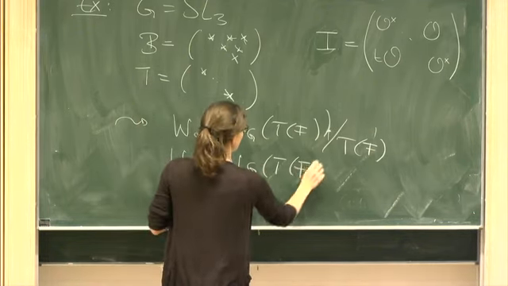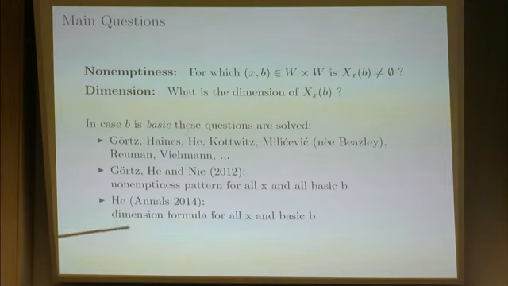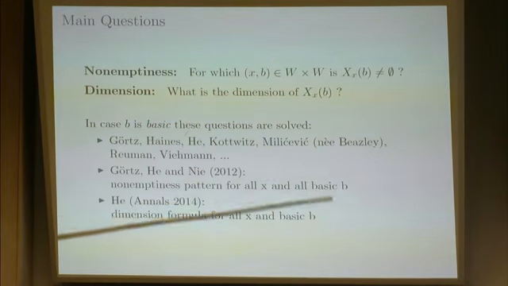So the main questions are the following: non-emptiness and dimension. So they're the most basic questions you can ask, but up to now they're not fully settled. So a lot of work has been done by many people. So Görtz, Haines, Kottwitz, He are maybe the most important ones. In 2014, He settled the dimension formula, and also the non-emptiness pattern was settled for a subclass of the possible B.